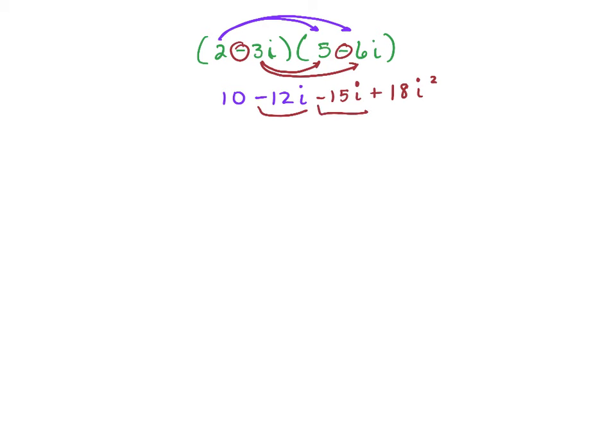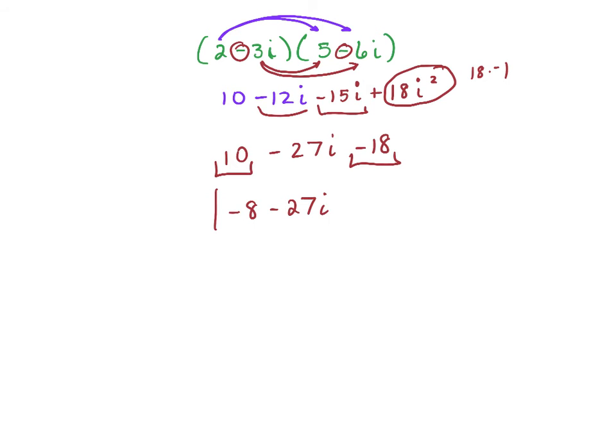We got some like imaginary numbers there. It's negative 27 i's. Here we got that i squared, so it's 18 times negative 1. It's minus 18, and that means we can combine these two real numbers. 10 minus 18 is negative 8 minus 27i. And we are done. So your problems today are just multiplying using complex numbers and getting it to the simplest complex number that you can get to.